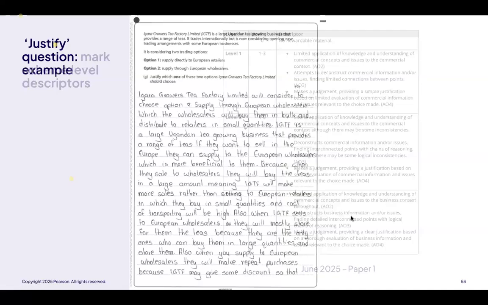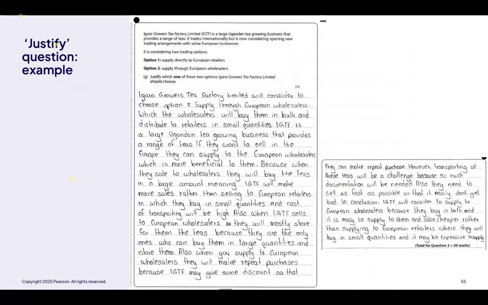So what we now want to know is, okay, do they offer any balance? I'm reading here and I'm seeing lots of arguments in favor of why selling through European wholesalers might be the best way. And do you know what? In terms of AO2 and AO3, I think I'm into level 3. Great. Have I got any balance? Well, let us have a look.